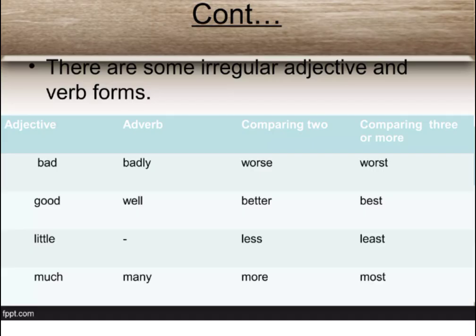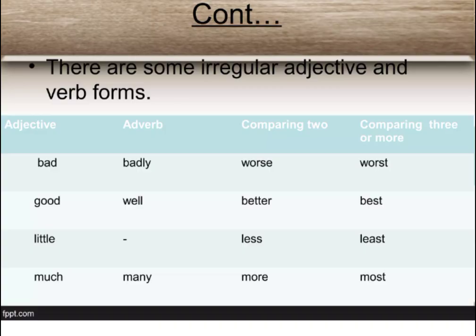There are some irregular adjective and adverb forms. Adjective: bad, good, little, much. Adverb: badly, well, many. Comparing two: worse, better, less, more. Comparing three or more: worst, best, least, most. Meaning: bad, badly, worse, worst. Good, well, better, best. Little, less, least.